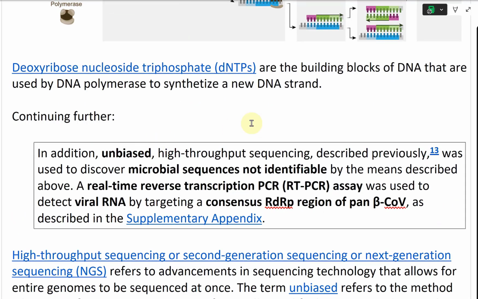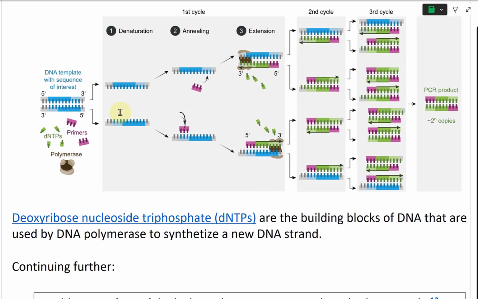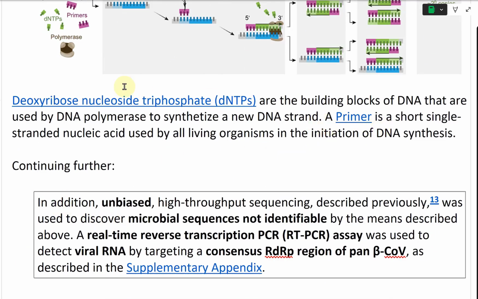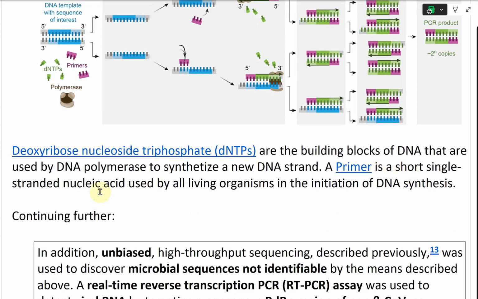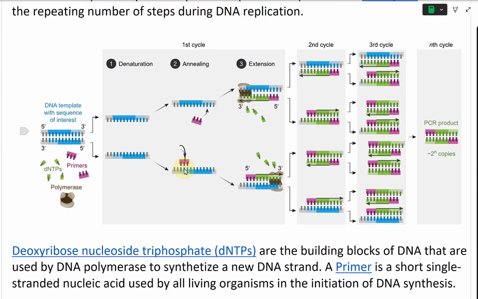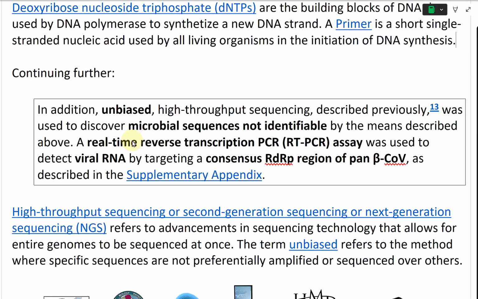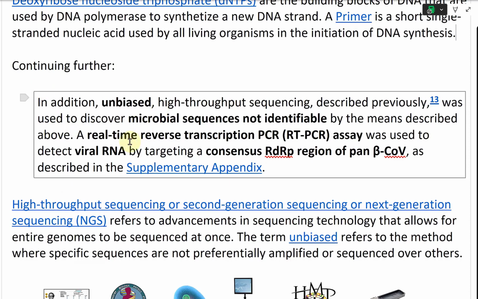Actually, we went over those. So now let's continue further. And here, before we go further, I just want to add this primer definition. A primer is a short, single-stranded nucleic acid used by all living organisms in the initiation of DNA synthesis. Interesting. So that's the first one, and then it's going to synthesize the remainder. That's the start, and then it matches up according to this sequence, or the likely sequence that it wants to get to.